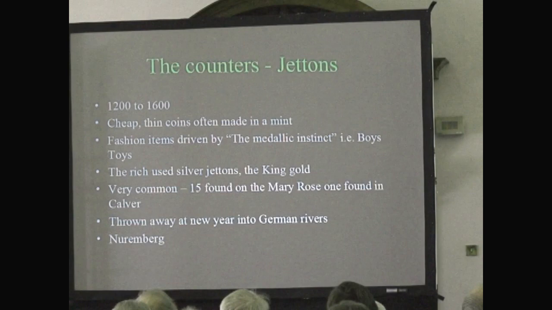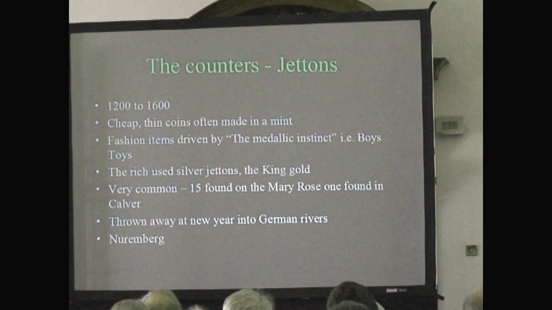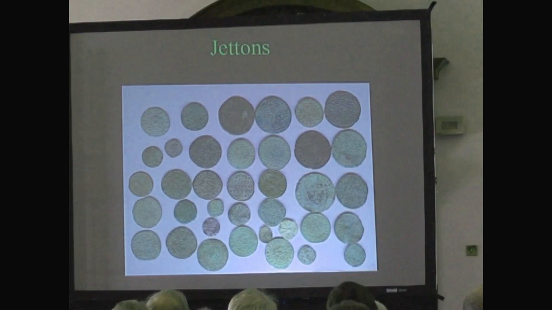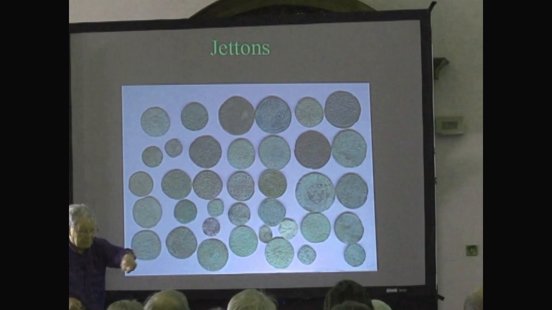In Germany, every year for good luck, you threw away your stock of jetons into the river and got some new ones, which was great for the brass trade in Nuremberg, because everybody renewed them. And so we've got a couple here. These are metal detector finds, loads and loads of them. They're probably all Nuremberg. I can see one here, which is very clearly a Nuremberg one. It's like the one on the table there.